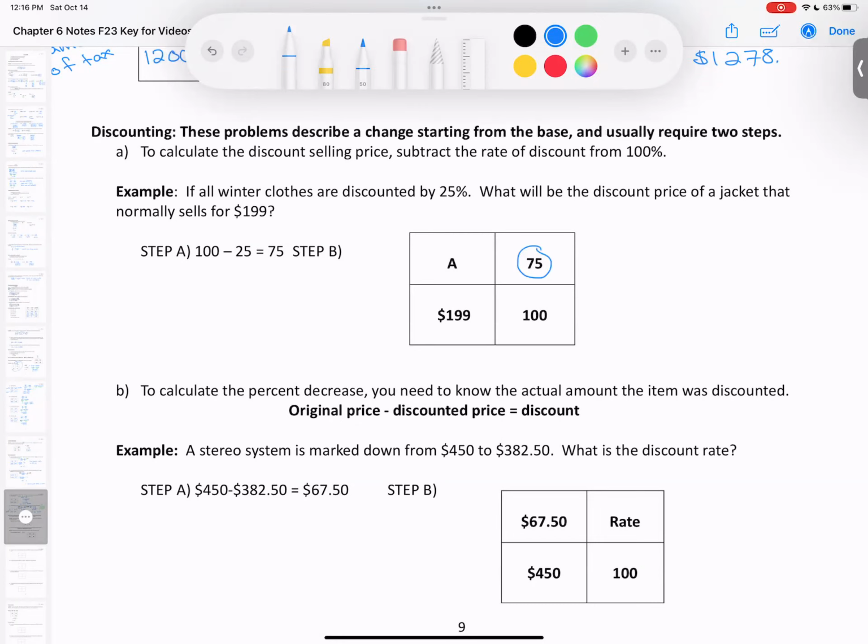We've been asked what would be the discounted price of a jacket that normally sells for $199. So that's our normal sales price down here, and our amount is going to be our discounted sales price. If you follow our steps to solve for X, you will find the discounted sales price here.